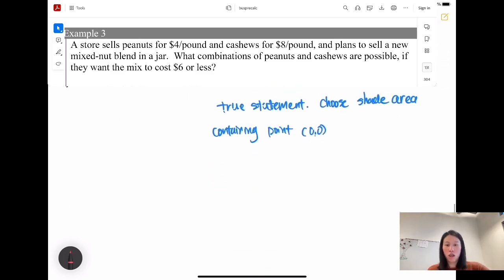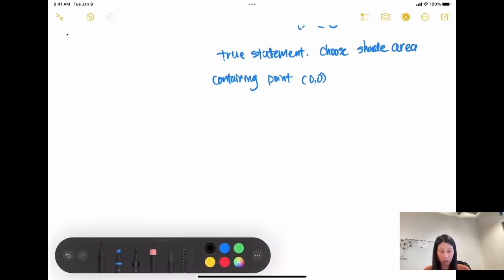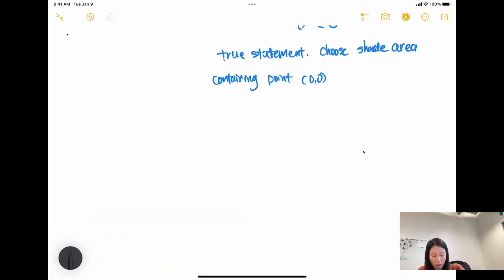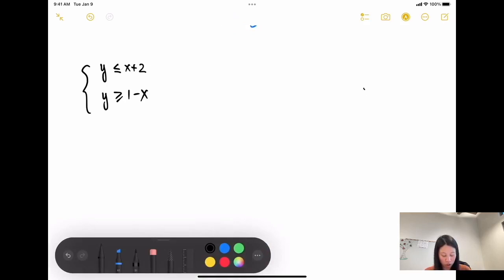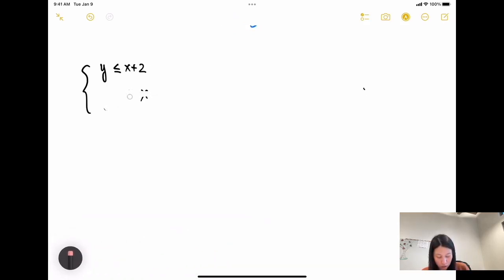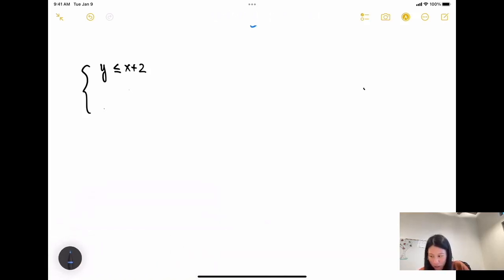Okay. So after that, I would like to introduce you to the system of linear inequalities. So it's really similar to inequality, but now you will have two inequality equations. So if I have y less than or equal to x plus 2, and then y greater than negative x minus 1. So the way to do it is the same. The first step is, okay, I'm going to use different colored pens. Let's use a blue one, to represent two different equations.